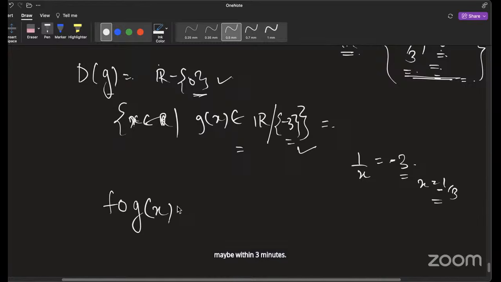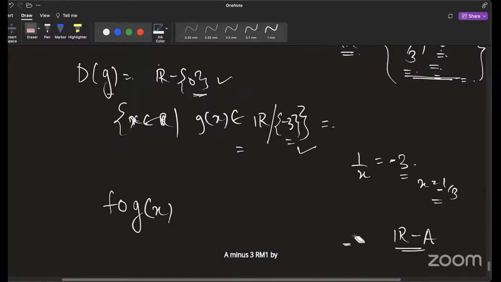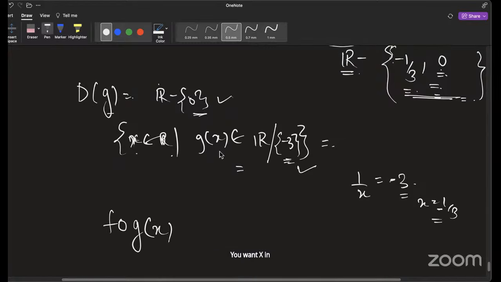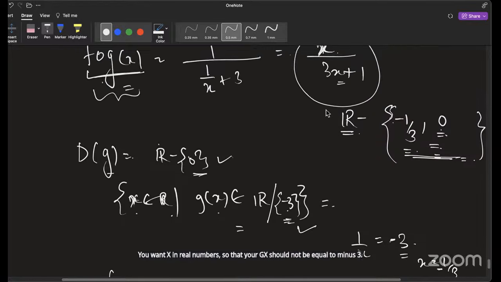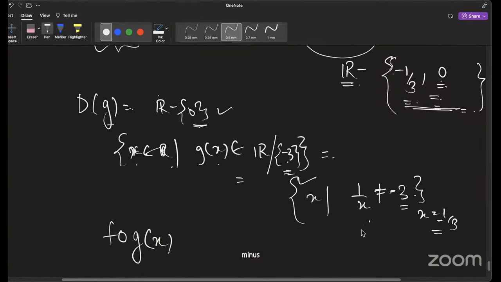Ma'am, this half dash is a sign of subtraction also, na ma'am? Yeah, this is also subtraction. This set means difference. This is set difference. Minus 3 you remove from R. So what happens here is you want x in real numbers such that your g(x) should not be equal to minus 3. Your g(x) is 1 by x. That means x such that 1 by x should not be equal to minus 3. This means x should not be equal to 1 by minus 3, that is minus 1 by 3. That's why we're removing minus 1 by 3 from here.